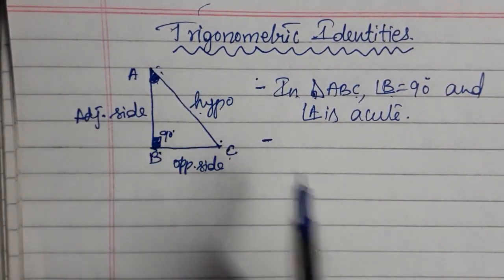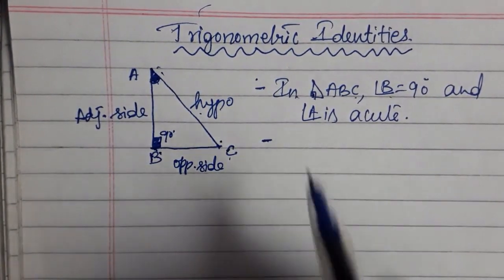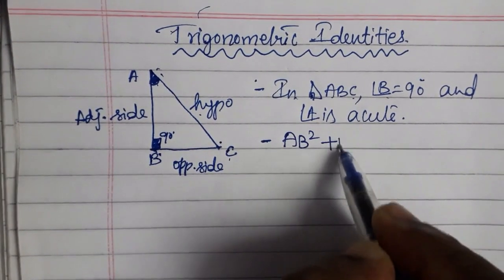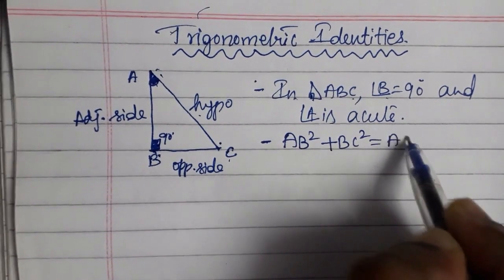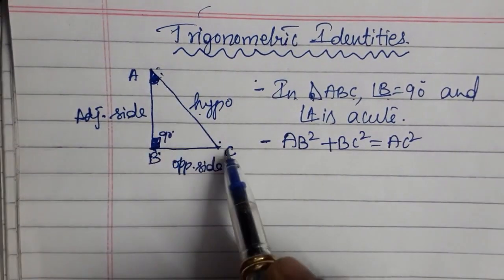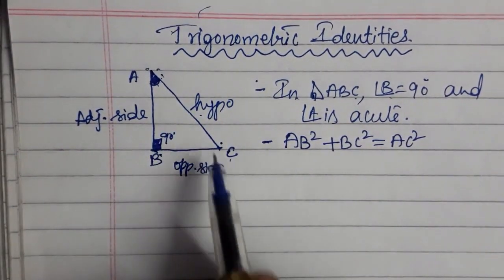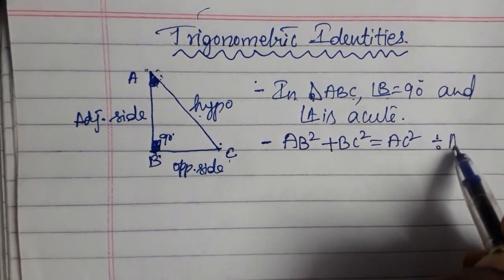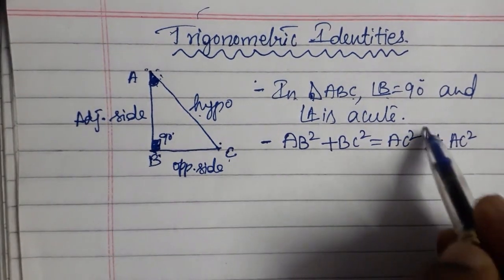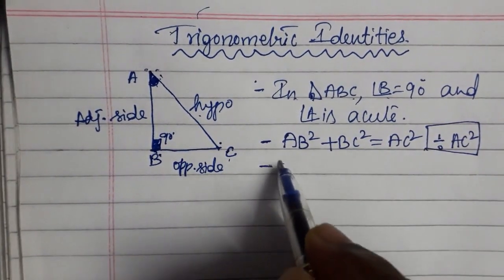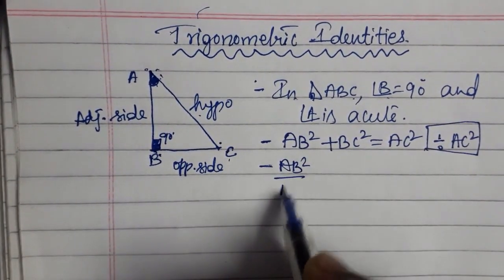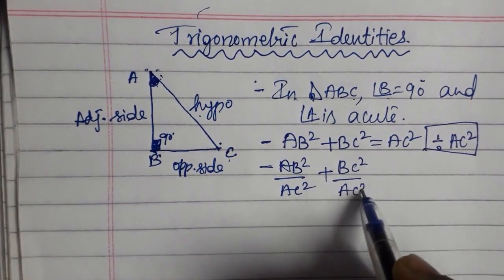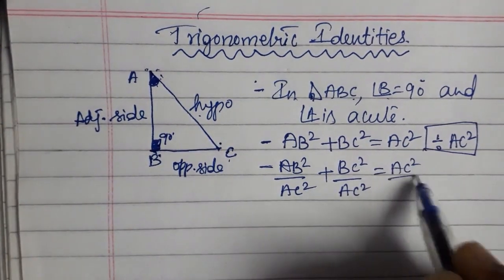Now to this right angle triangle, I am applying Pythagoras theorem. That is AB square plus BC square is equal to AC square. The square on the hypotenuse is equal to the sum of the squares on the remaining two sides. Now divide this entire equation by AC square. Now what you will get? We will get AB square by AC square plus BC square by AC square is equal to AC square by AC square.